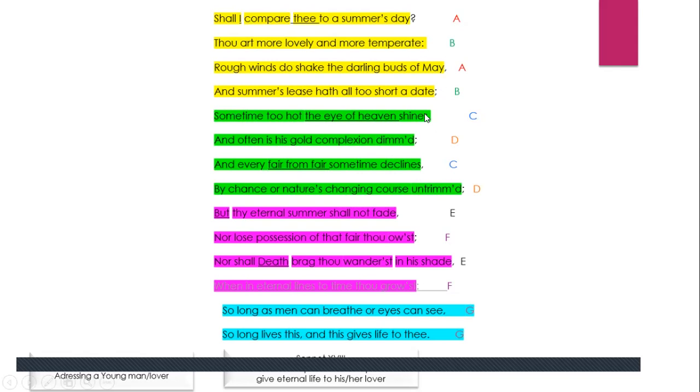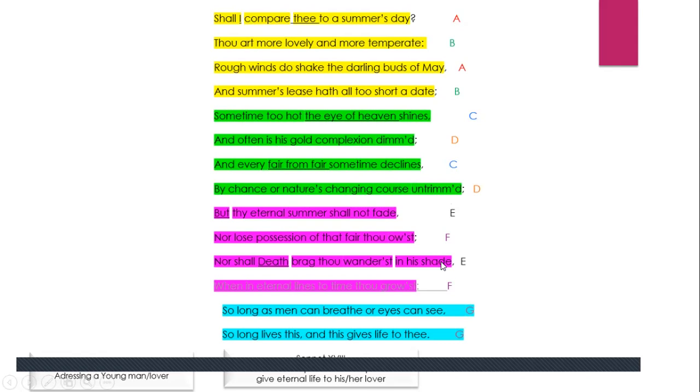Declines rhymes with shines, so we are going to label it in the same way as we label the first one. And untrimmed, again, here it rhymes with dimmed, so we are going to assign to it the letter D. When we go to the following quatrain, the same happens. We have a different rhyming pattern, so we need to use different letters.